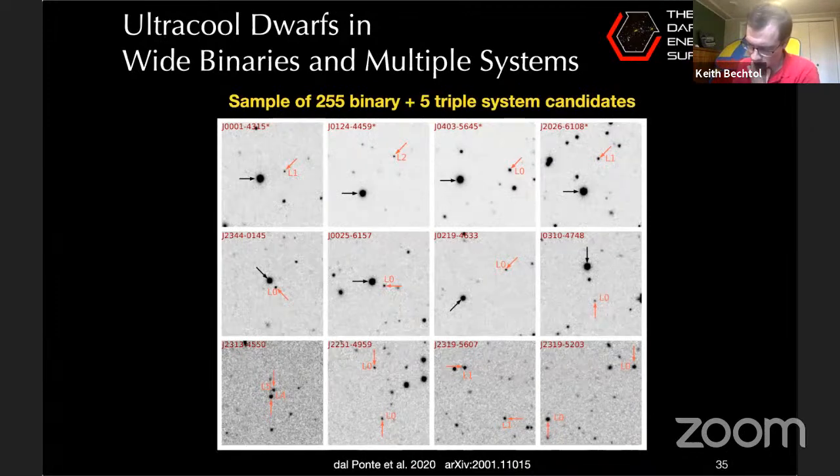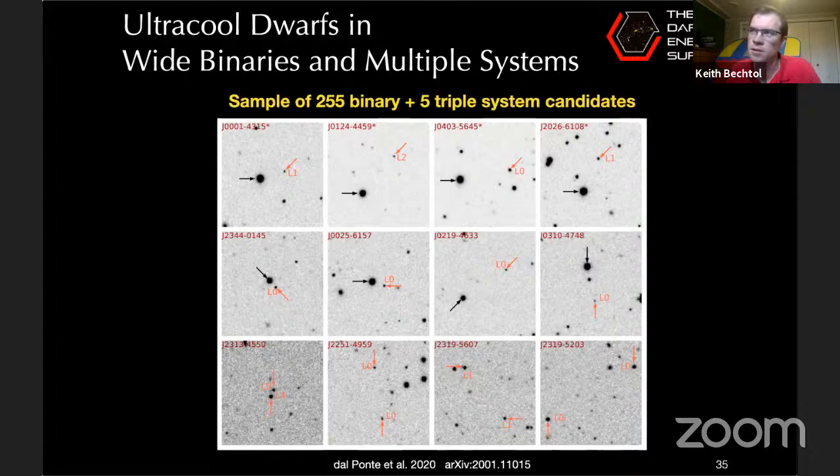And so we'd like to learn more about their atmospheres, their ages, and their chemical composition. If you can find one of these ultracool dwarfs in a binary or multiple system, you can infer some of its properties by looking at the primary star, basically studying them together. Marina Del Ponte, Basilio, and others have conducted this study of looking for companions of these ultracool dwarfs in DES and in Gaia data, and have amassed a sample of about 250 binary and about 5 triple system candidates.